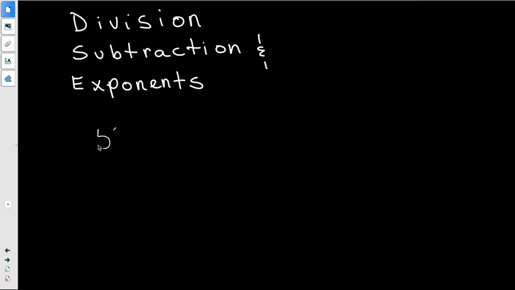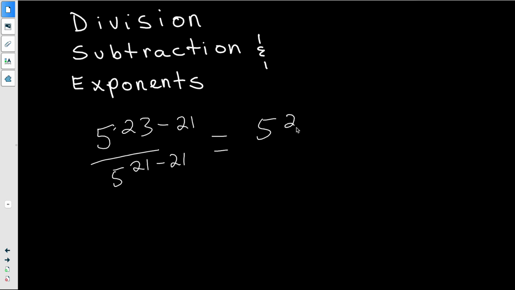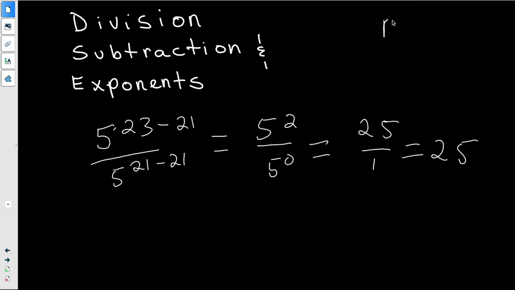So if you have a problem like 5 to the 23rd power over 5 to the 21st power, why is it that when we want to simplify this, we can subtract the lowest exponent, in this case 21, from the exponent of the numerator and denominator, so that we get 5 to the second power over 5 to the 0th power, which equals 25 over 1, which just equals 25, because as a reminder, any number to the 0th power equals 1, and any number to the first power equals that number.